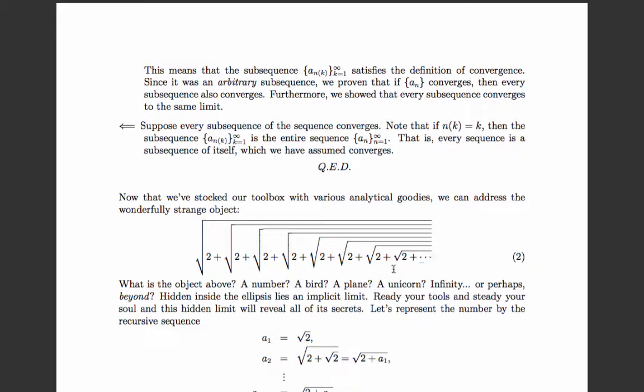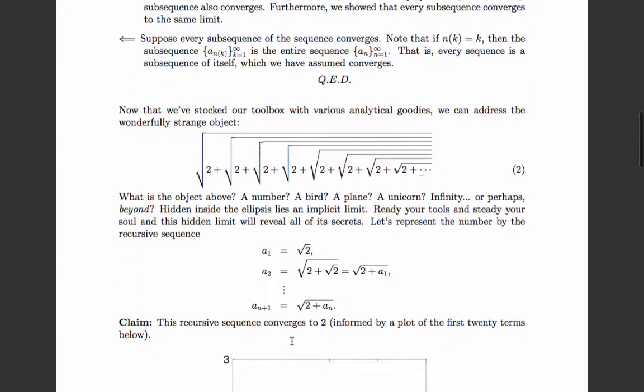So, first we're going to recast this object here as a sequence. Let the first number in the sequence be the square root of 2. The second number is the square root of 2 plus the previous number, and so forth and so on. The n plus first entry is the square root of 2 plus the previous entry.